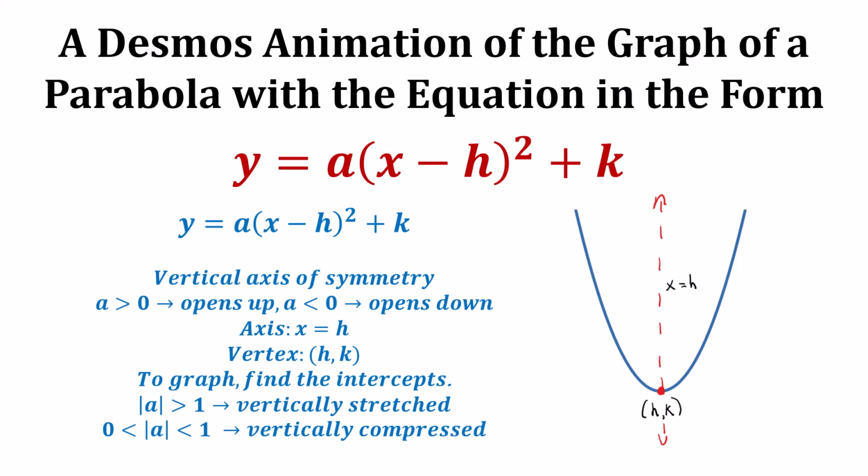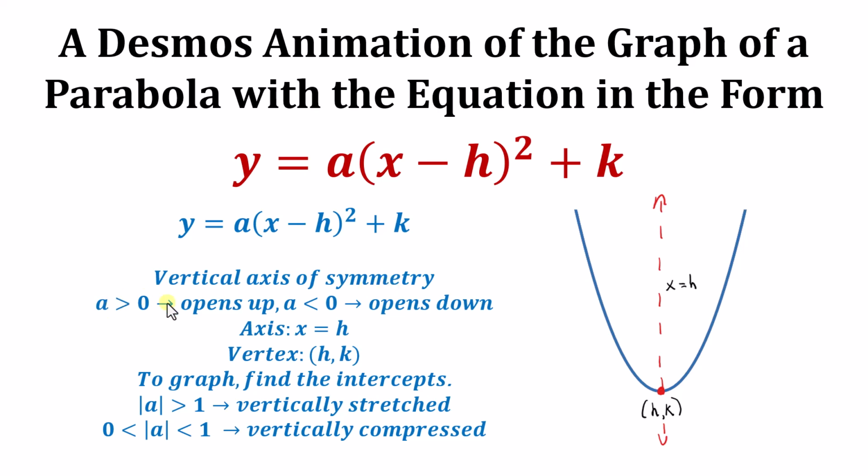In this lesson, we will explore how the values of a, h, and k affect the graph of a parabola when the equation of the parabola is in the form y equals a times the square of x minus h plus k. When we have the equation of a parabola in this form, the parabola has a vertical axis of symmetry, which means the graph opens up or down.